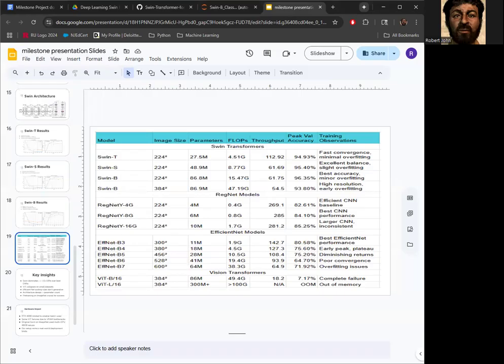The RegNet 8G variant was a sweet spot, hitting around 84% with the best CNN throughput, while scaling up to 16 gigabytes, or 16G, gave inconsistent results. The EfficientNet model peaked with B3 at about 80%. Larger variants underperform, showing diminishing returns on small datasets. And finally, we went over the ViT earlier. It was a complete failure. And again, it may be a result of the hardware limitations on our computer.